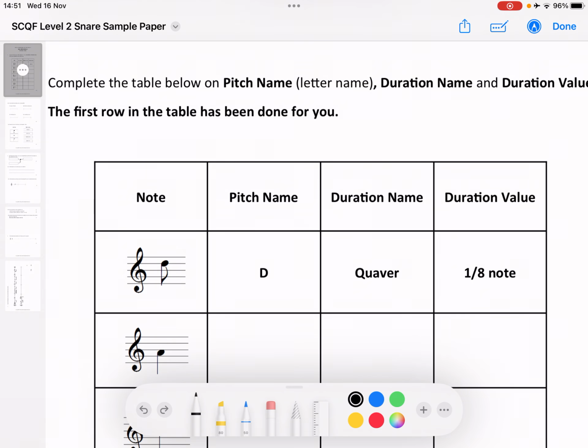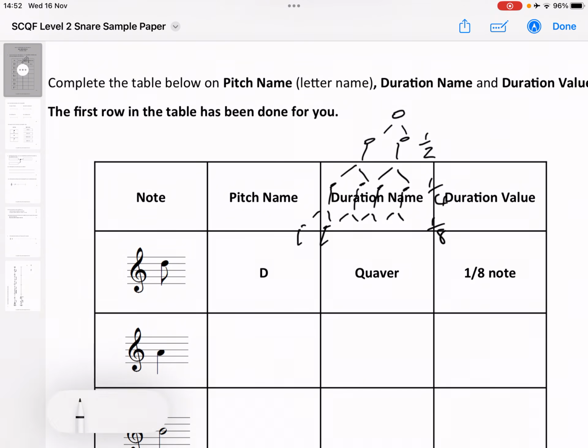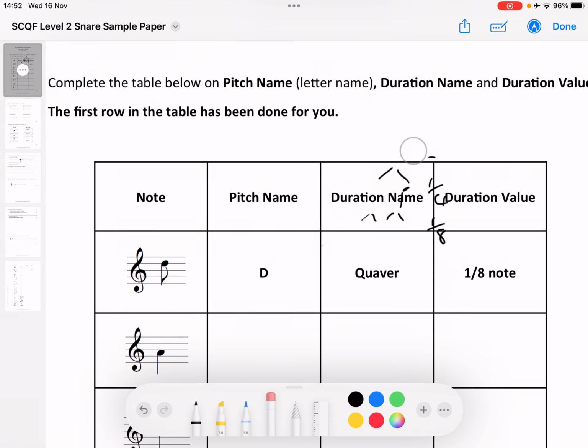And if you're unsure of the duration value, think back to the duration table. Remember we'd done the duration table a while ago where we had the semibreve and then we split it in half. Then we had two minims and they were the half notes, split them in half. And I know I'm drawing over the sheets here, but you're getting an idea as a reminder. As a quarter note. And then we split them in half and we had quavers and so on and so forth. They were the eighth note. That was your duration table. That'll really help you when it comes to doing this.